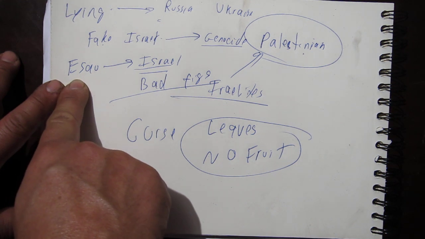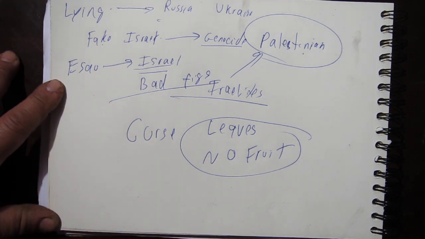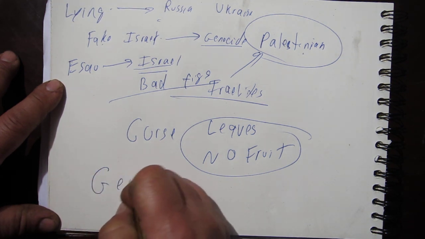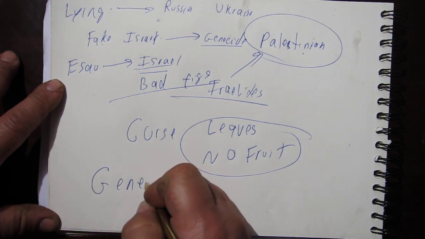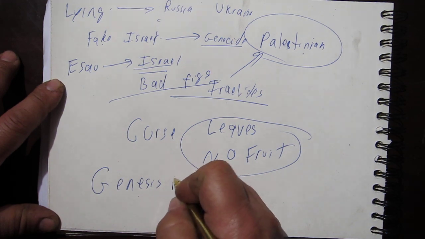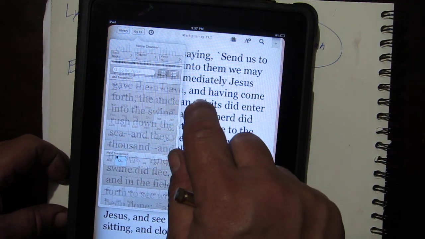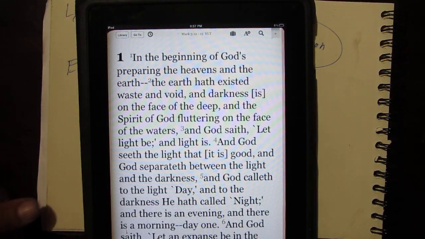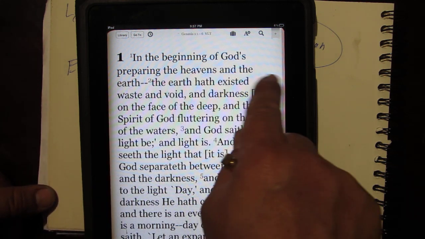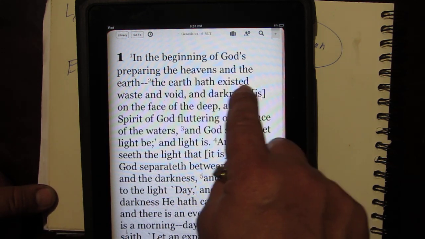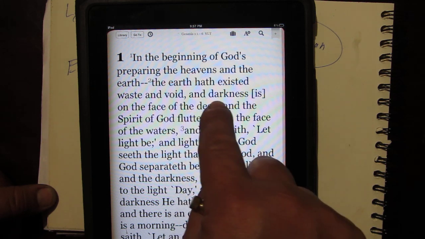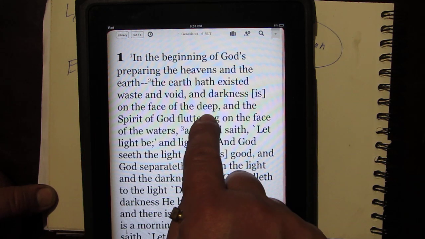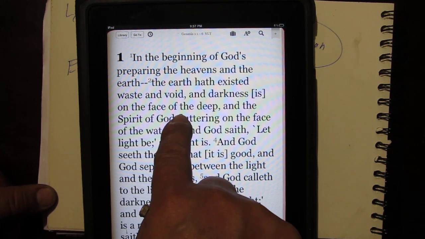Canaanite Israel today. They are lying in darkness, and we are just about to get into Genesis 1:1, where, let's go to that quickly. We're running out of time, and maybe you can read it yourself if we get caught, but let's read it. In the beginning of God's preparing the heavens and the earth hath existed waste and void, and darkness on the face of the deep. Today, everyone is in darkness.